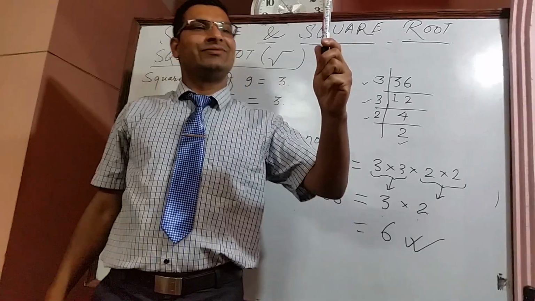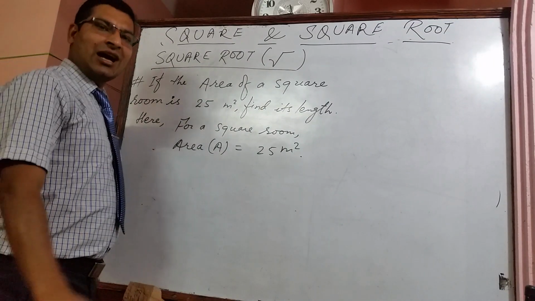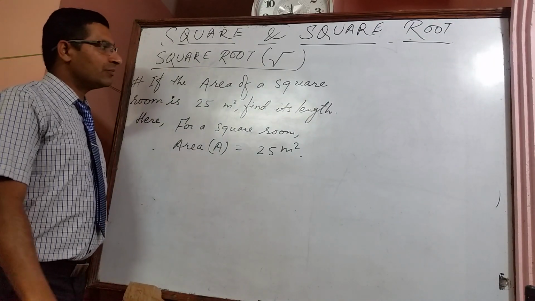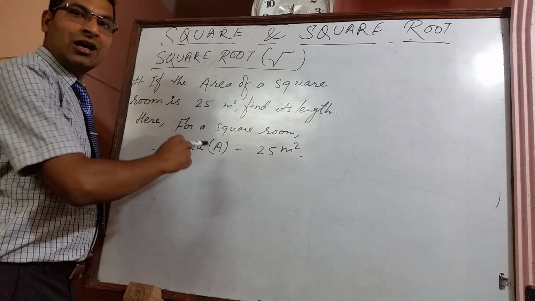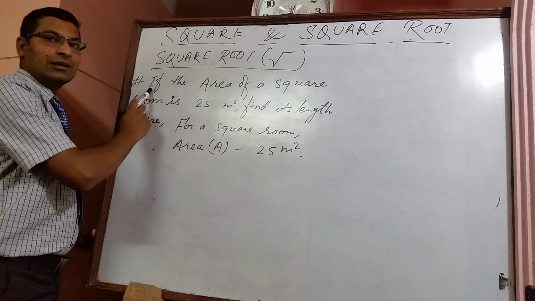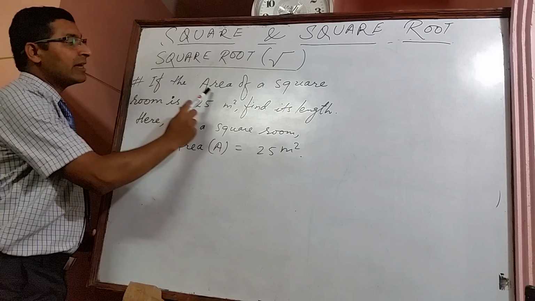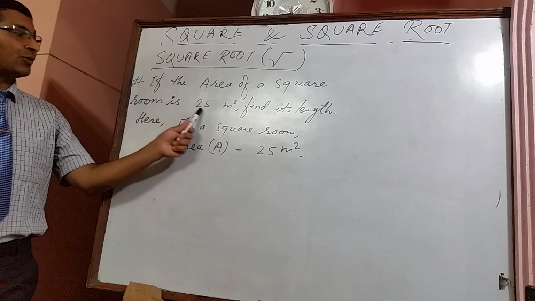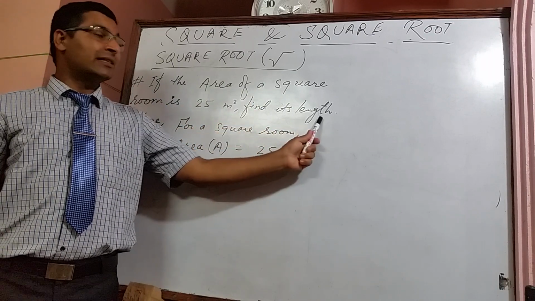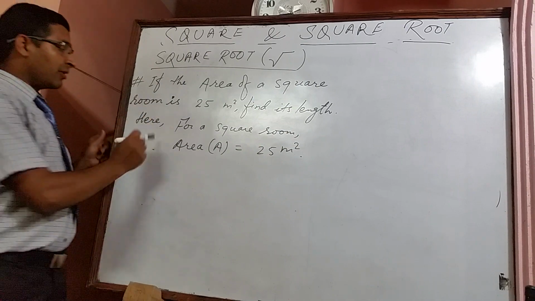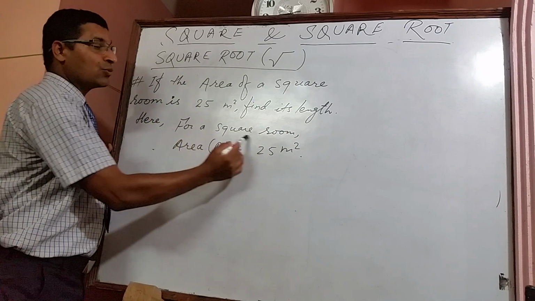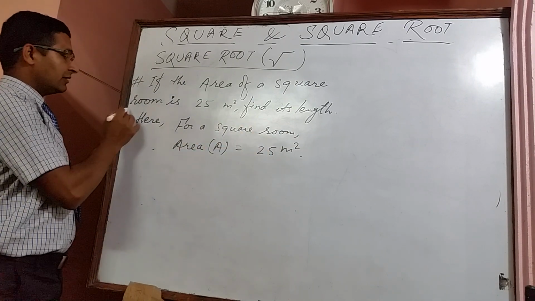Very good. Okay, dear students, now let's learn about a question. A question goes like this: if the area of a square room is 25 meters square, find its length. So here, for a square room, this is the solution.